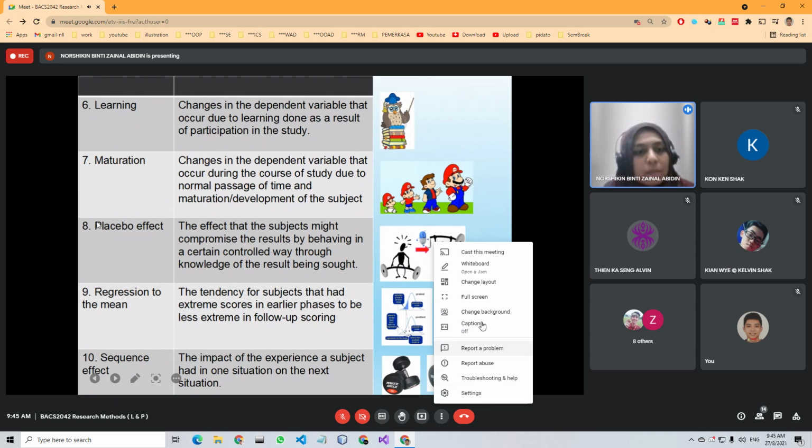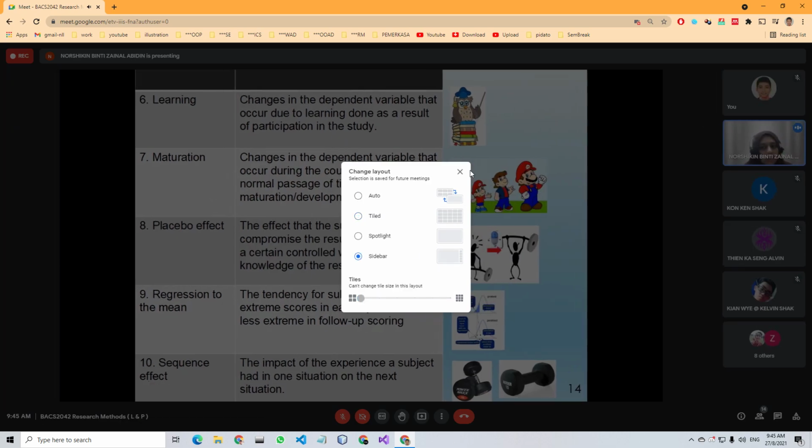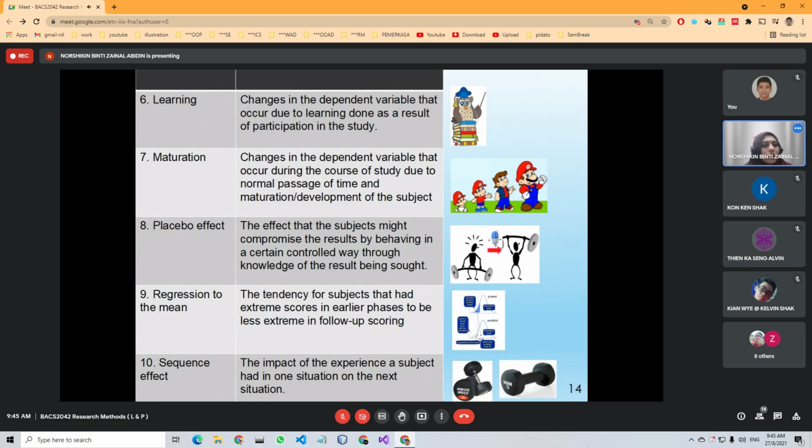This one is placebo effect. I'm not sure if some of you have heard this one before. This one is not only in research. So placebo effect, the effect that the subject might compromise the result by behaving in a certain controlled way through knowledge of the result being sought.